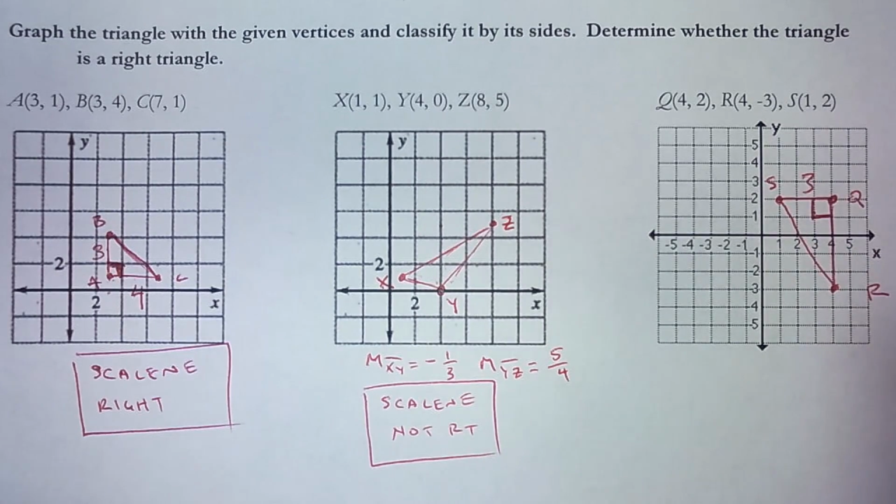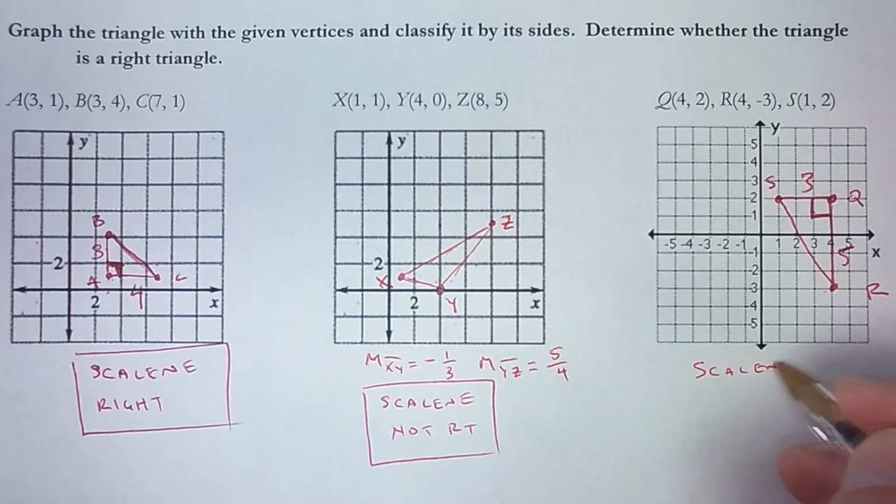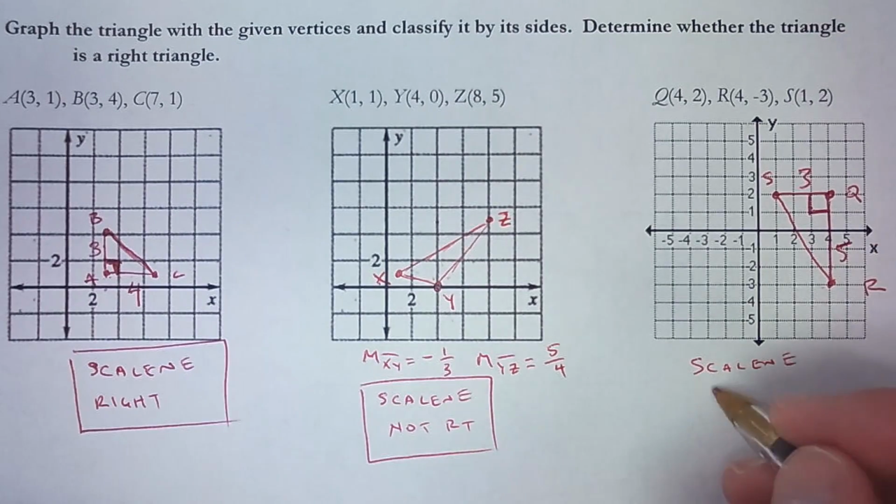1, 2, 3. This side is 3. 1, 2, 3, 4, 5. And again, a hypotenuse of a right triangle is the longest side, so it's not the same as the 3 or 5. It's longer than both of those. So no sides are the same. It is scalene, and it is right.